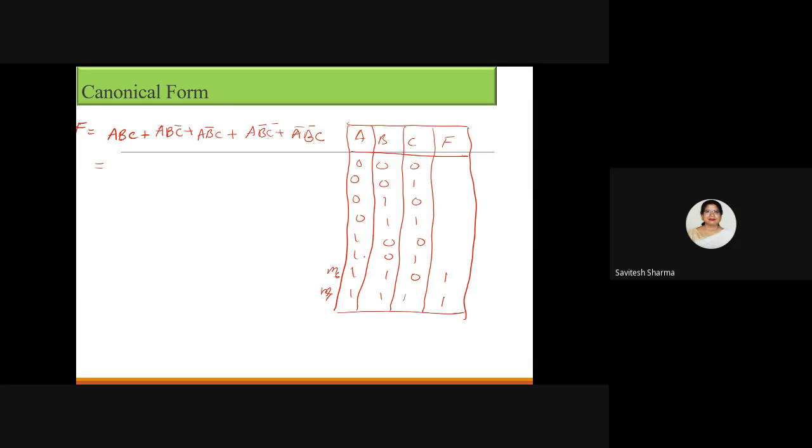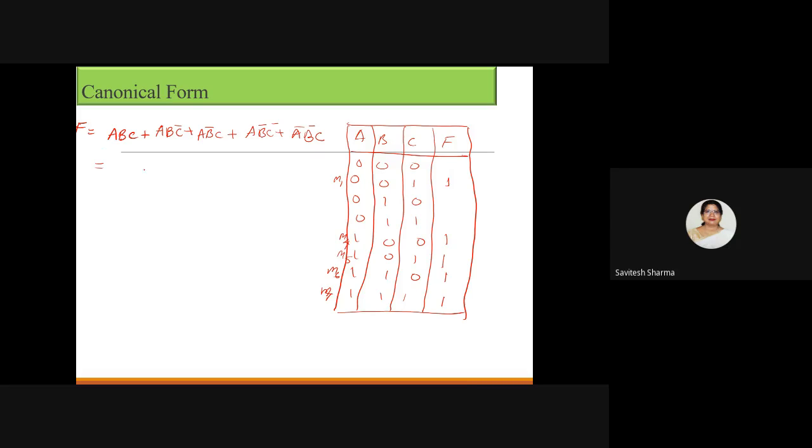AB bar C. So A is 1, B is 0, and C is 1. So this is the combination m5. So I will write 1. A, B bar, C bar means 1, 0, 0. So 1, 0, 0 is this, my m4. So again I will fill 1. A bar, B bar, C means 0, 0, 1. So 0, 0, 1 is this. So I will write 1.